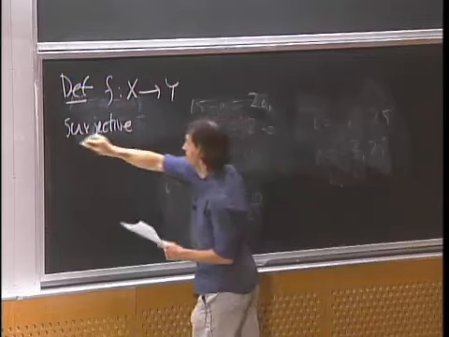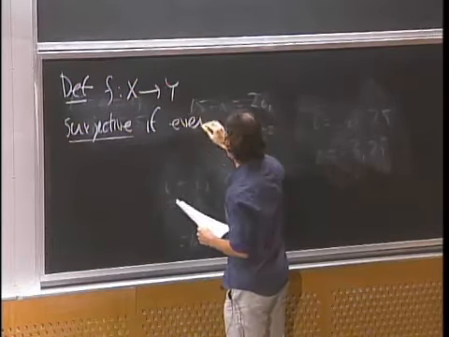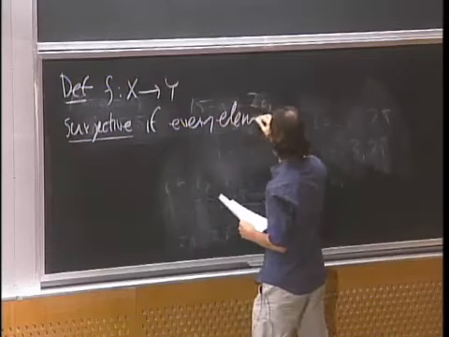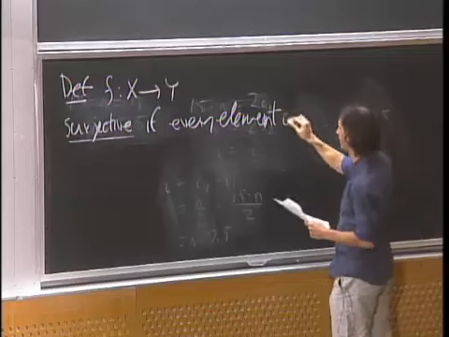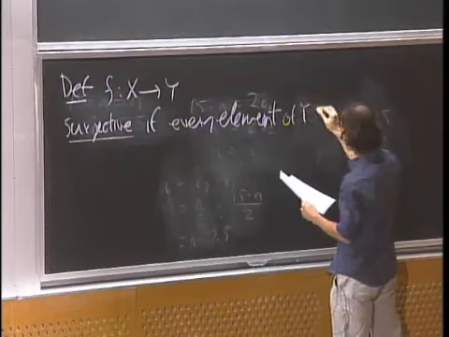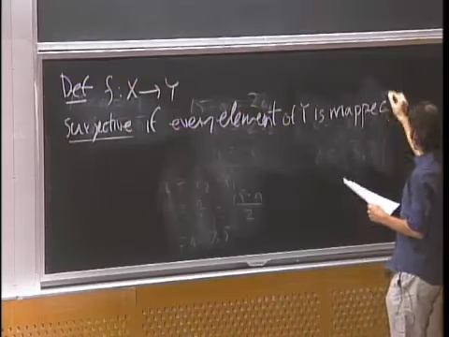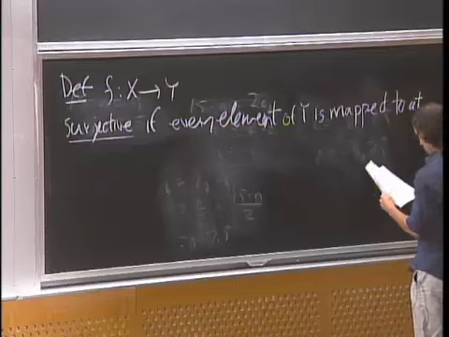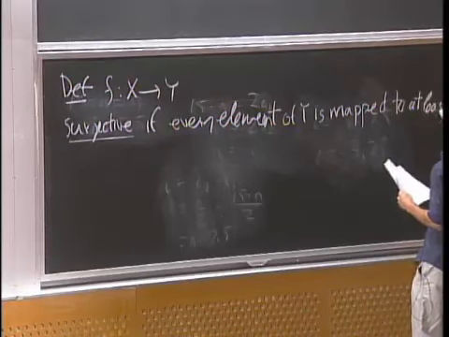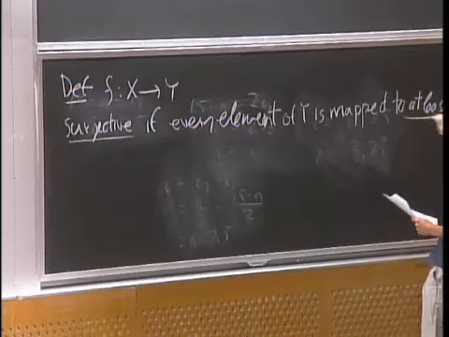if every single element of Y is mapped to at least once. So what does that mean? To at least once.